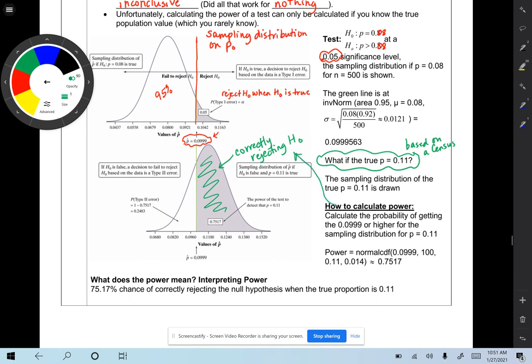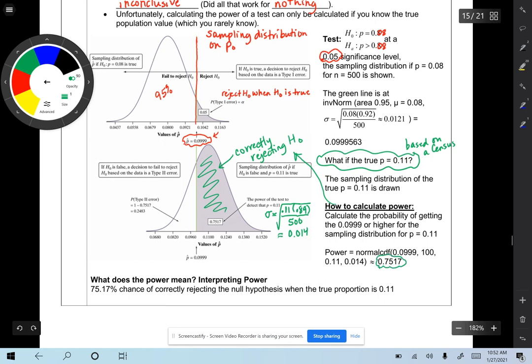In order to do that, you are going to calculate the probability of getting that 0.0999 or higher for the sampling distribution for p equals 0.11. The probability of making a type 2 error is 1 minus power. So we use our normal CDF where our lower bound is 0.0999, our upper bound is 100, our mean is 0.11, but we have this new standard deviation based on that mean. To find it, we use the square root of 0.11 times 1 minus 0.11 over the sample size, and you get 0.014. You enter that in your calculator, do the normal CDF, and you get the probability 0.7517. So this is your power.